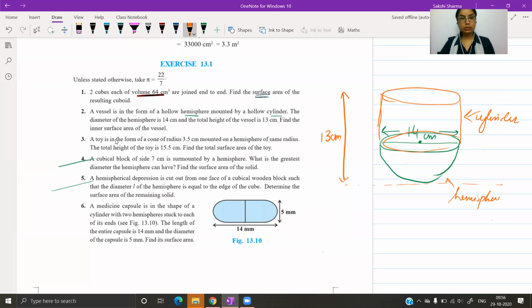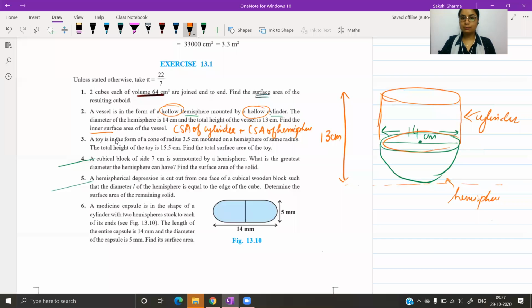You need to find out the surface area of the vessel. Please remember both the hemisphere and the cylinder are hollow. So the circle you see on top of the cylindrical part, there is no surface there because it's hollow, so it will be empty. So when we find the inner surface area, it will include the curved surface area of the cylindrical part and the curved surface area of the hemispherical part.